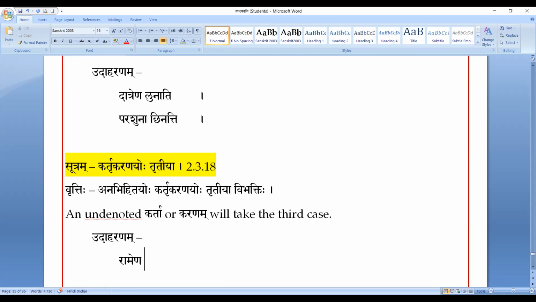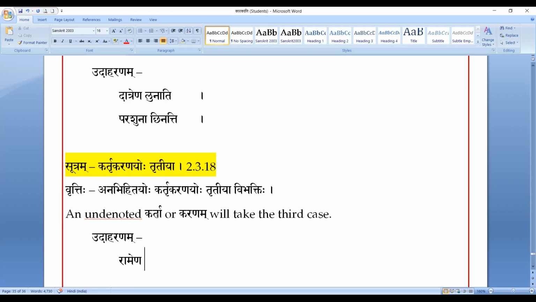Okay. So Anabhigita Karta and Anabhigita Karana will be in Tritiya Vibhakti. This is an example: Datrena Lunati. Karana is Anabhigita, Anukta, Tritiya Vibhakti. Example already given in the previous Sutram. Here we are going to give an example for Karta, Anabhigita Karta.